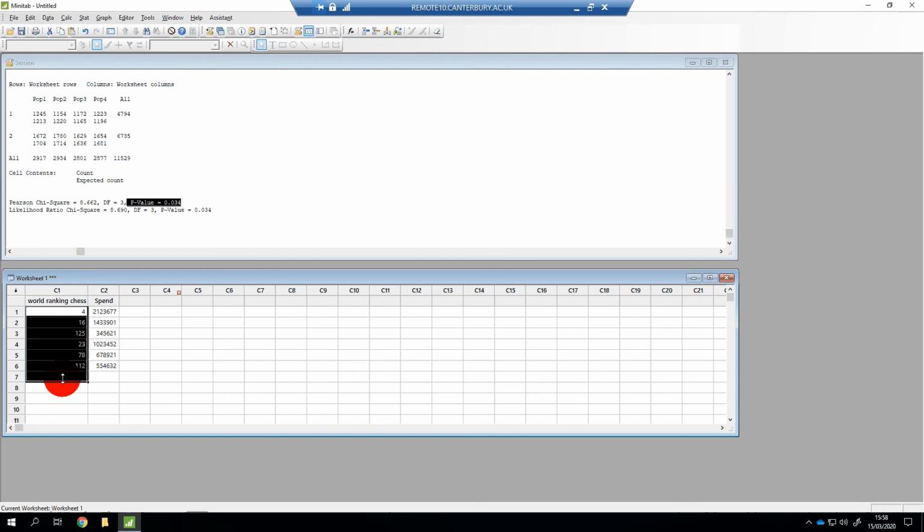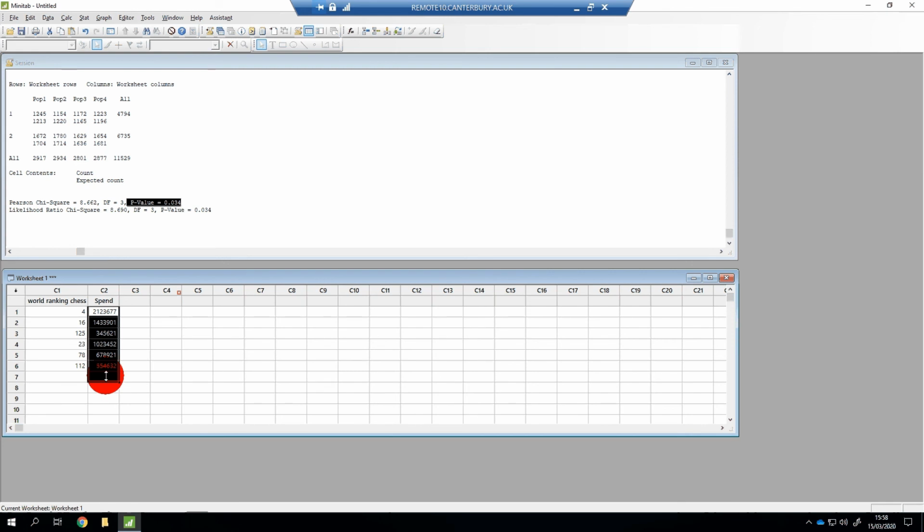How about the spend? Well, money we spend, we can measure on a continuous scale, in cents and dollars. So that, again, is a continuous variable. So we have two continuous variables. Fantastic. But what we don't know is whether these variables are normally distributed or not.